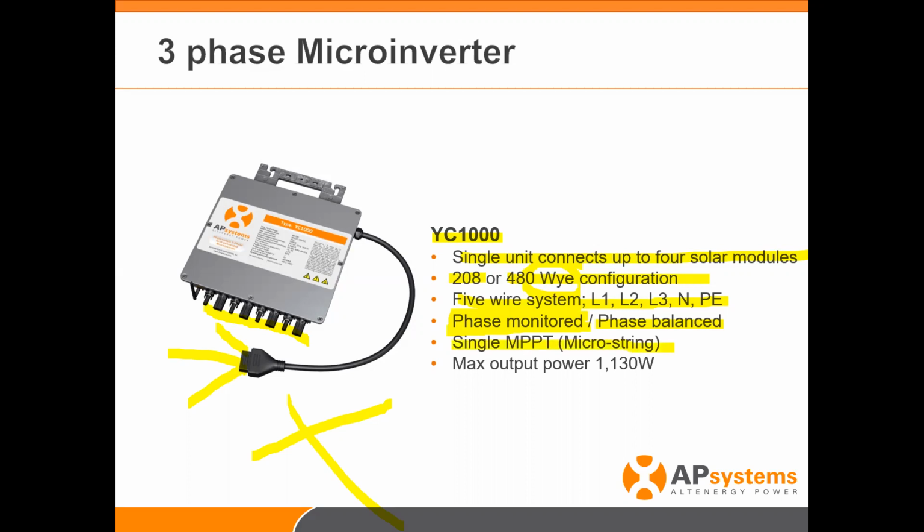Single MPPT microstring. So again, this is 4 independent inputs, but inside the device is a single MPPT. Again, because this is used in a commercial environment where in most cases, you're going to be sitting on a roof, all modules in the same exact plane, very little or no shading whatsoever. So again, just want to point that out for a maximum output of 1130 AC watts output.